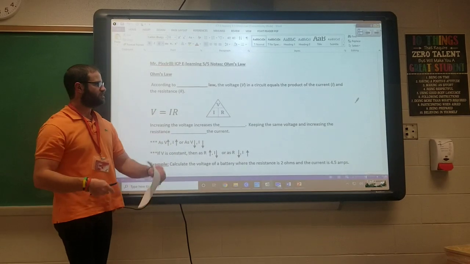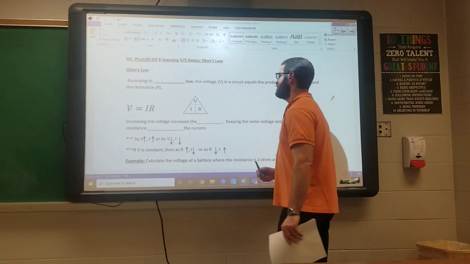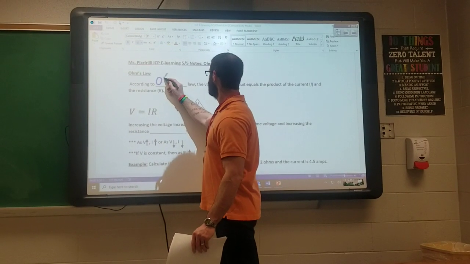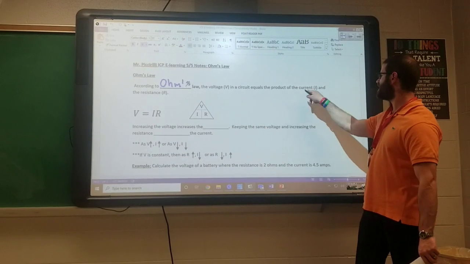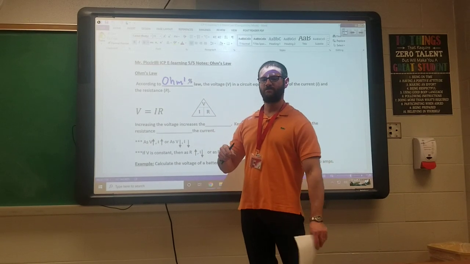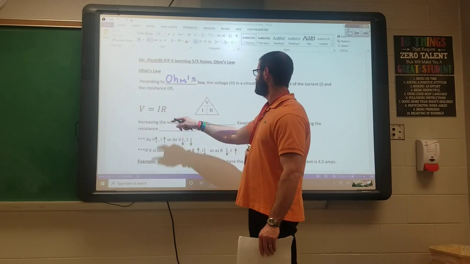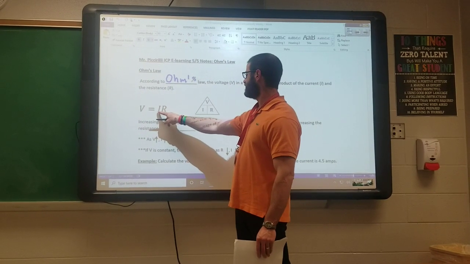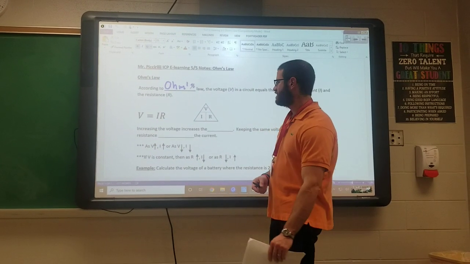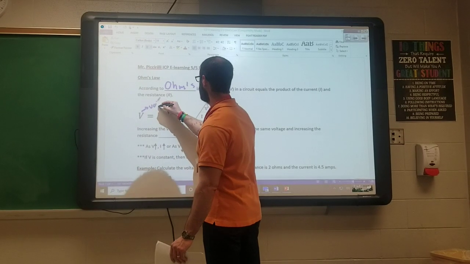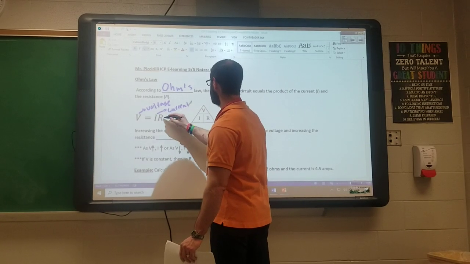Okay, and this is going to be through something we call Ohm's law. According to Ohm's law, the voltage in a circuit is equal to the product of the current and the resistance. What does product mean? What do we do with the numbers? Okay, we're multiplying. So this is saying the voltage equals the current, which we represent with the letter I, don't ask me why, times the resistance, which we represent with the letter R. Okay, so voltage equals current times resistance.